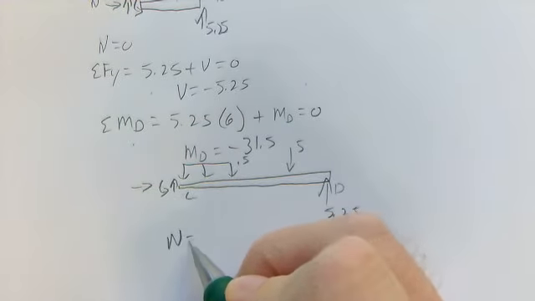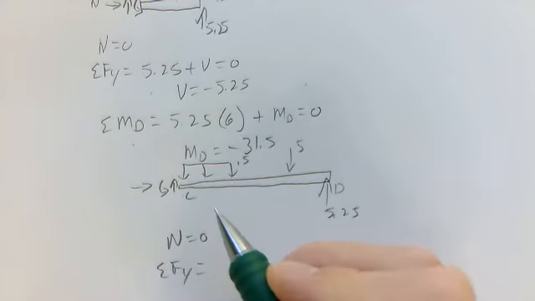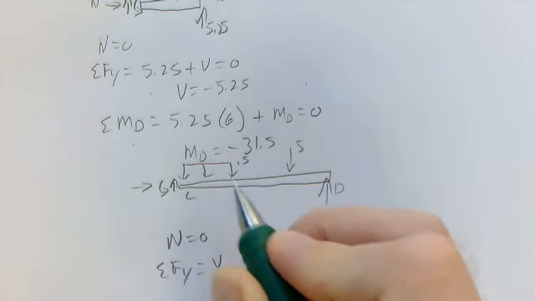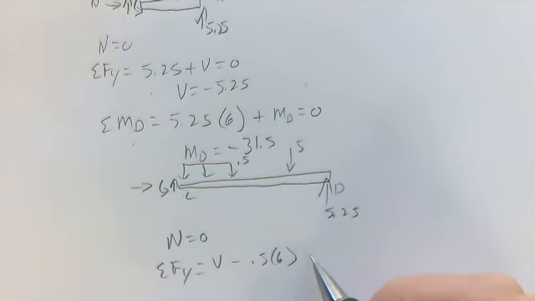The normal also is 0 again. There are no horizontal loads. Sum the forces in the Y. I've got the shear, I've got negative 0.5 times 6, that distance is 6, negative 5, plus 5.25 equals 0. And the shear is equal to 2.75.